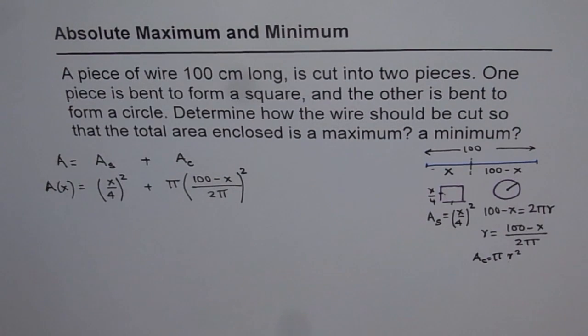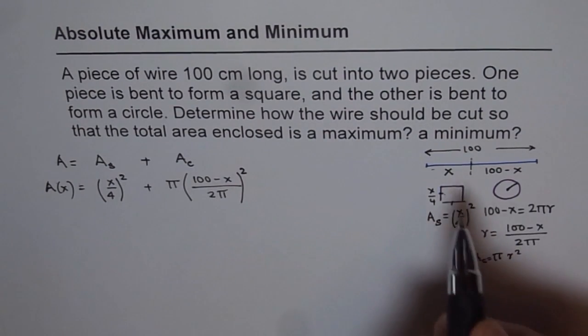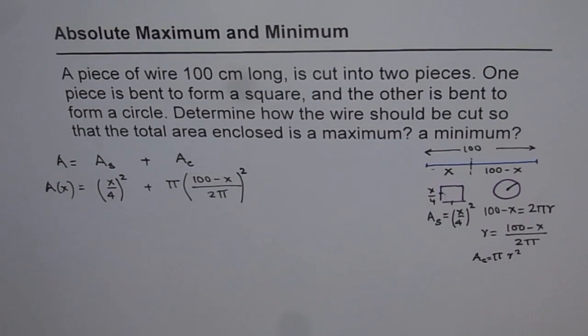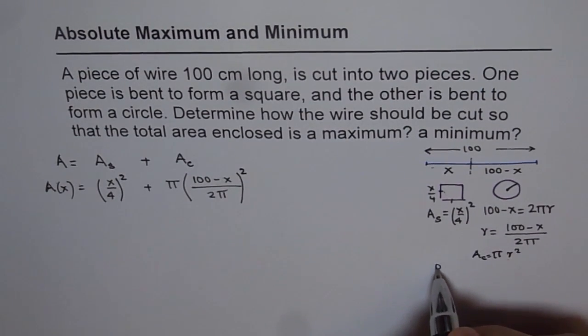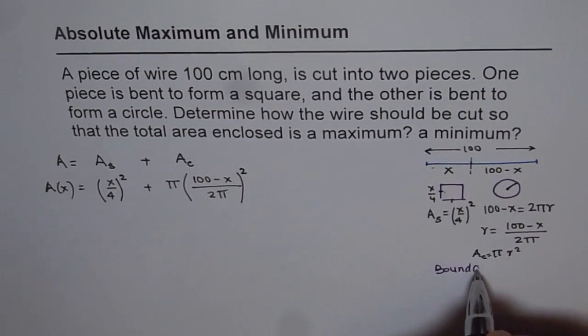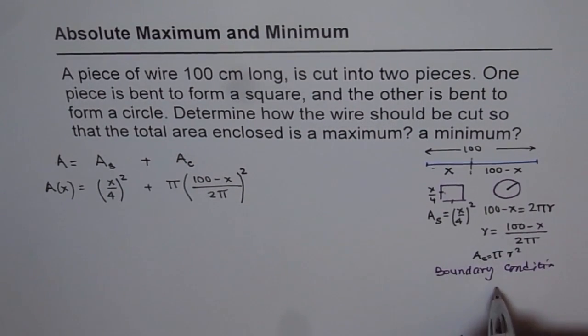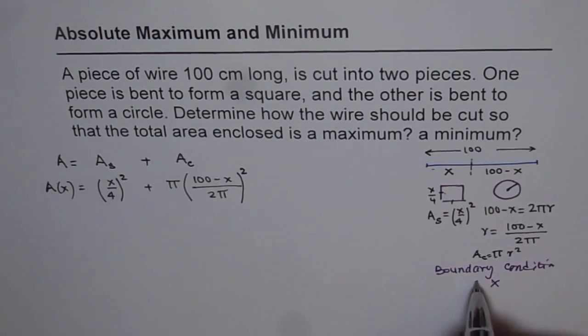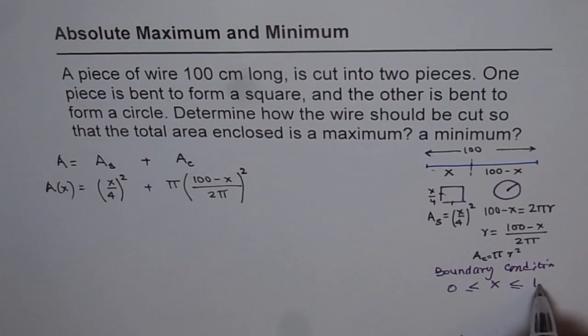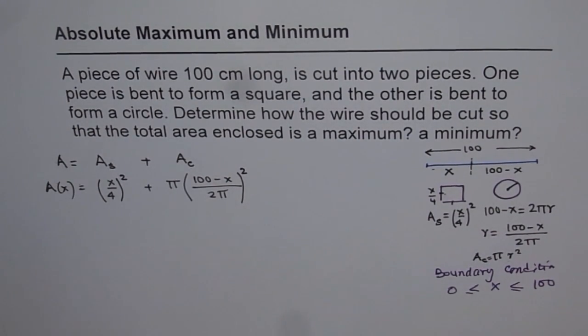Now to find maximum or minimum, we need to find critical points. Critical points come in a couple of ways. One, we have a boundary condition here. So what is the boundary condition? Let me write it down here. The boundary condition is that x has to be greater than or equal to 0 and cannot be more than 100, right? Because 100 is the total length. So that is my boundary condition, right?